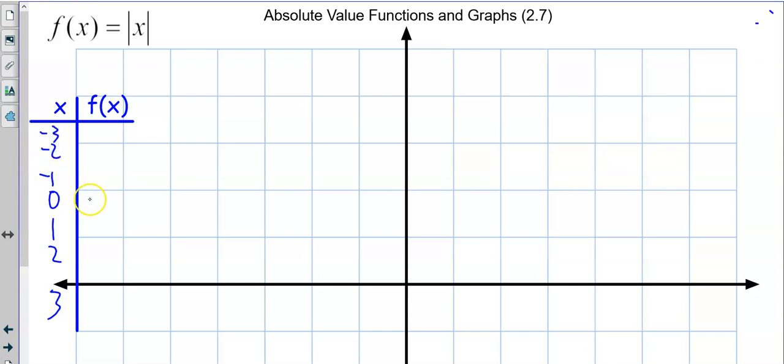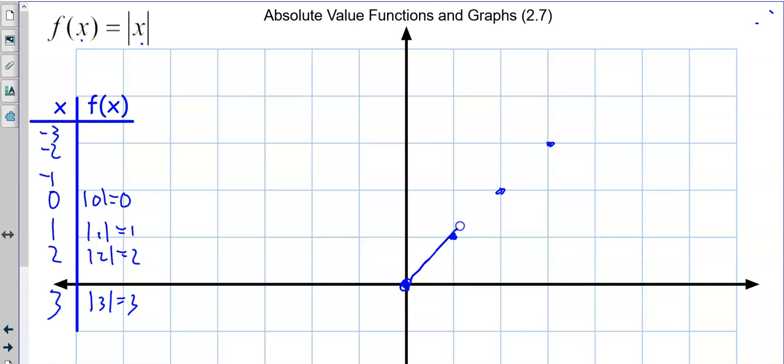So let's plug in 0 first. That's usually easy to do. If I plug in a 0 for x, that'd be the absolute value of 0, which is 0. So the point is 0, 0. So that's on this graph. Absolute value of 1 is 1, so 1, 1 on this graph. Absolute value of 2 is 2. Absolute value just makes things positive, right? So 2, 2. Absolute value of 3 is 3.